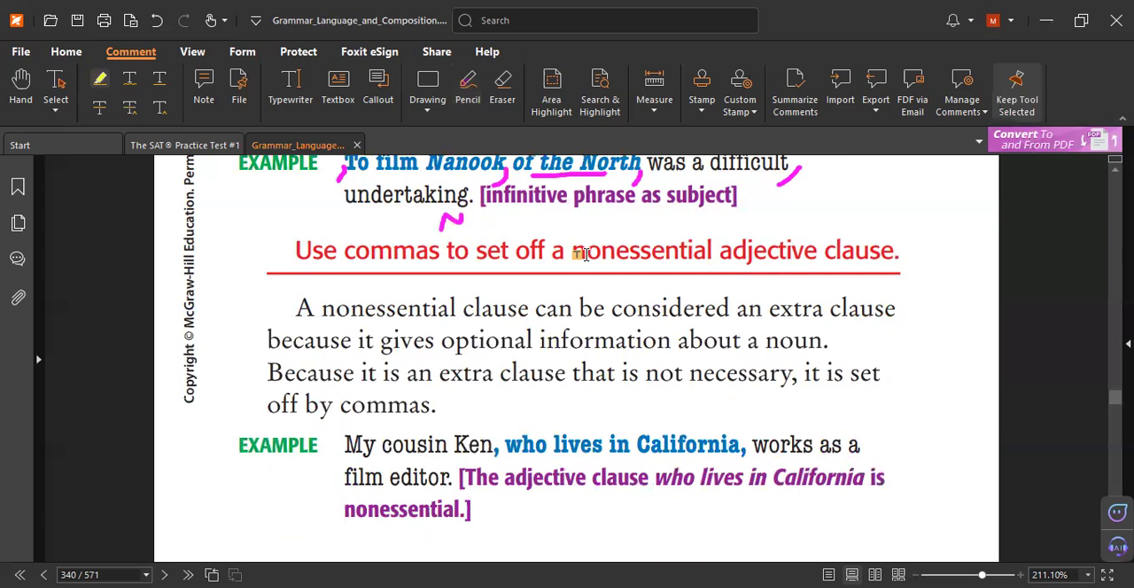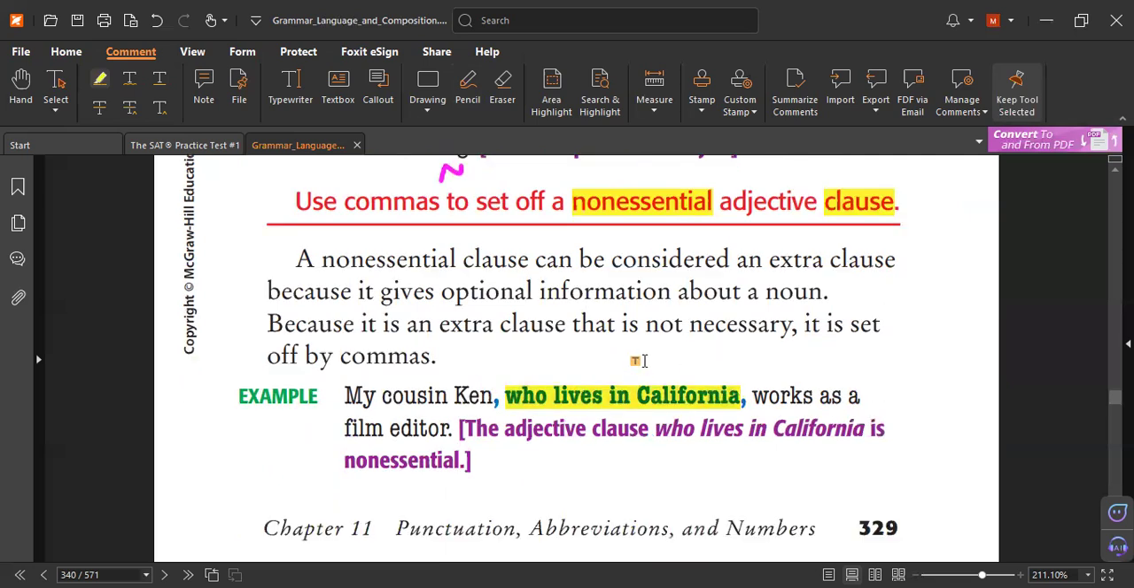Again, if the non-essential element is a clause, it's the same. Delete the clause. Does it affect the meaning? No, it does not affect. Is this information related to the meaning? No. So it does not affect, so we can use commas. Remember this point, it will come in the test.